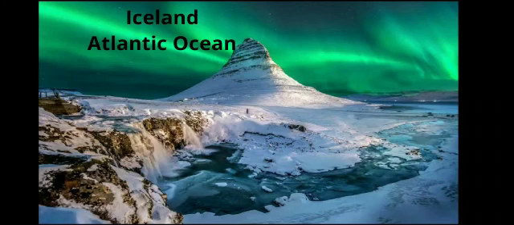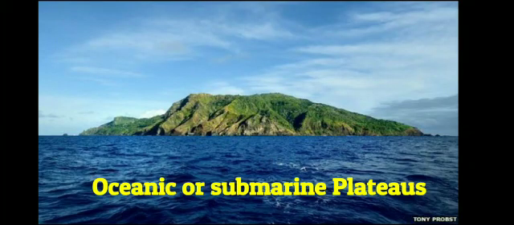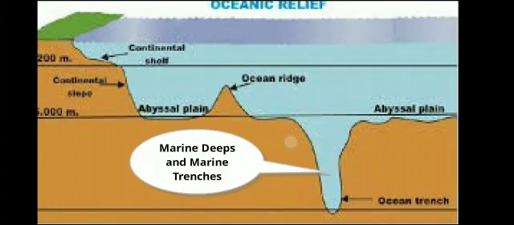In the Atlantic Ocean, Iceland is an example of mountain ranges as well as plateaus. The summits of some marine islands are flat and extensive. They are called oceanic or submarine plateaus. For example, the Chagos Plateau in the Indian Ocean.